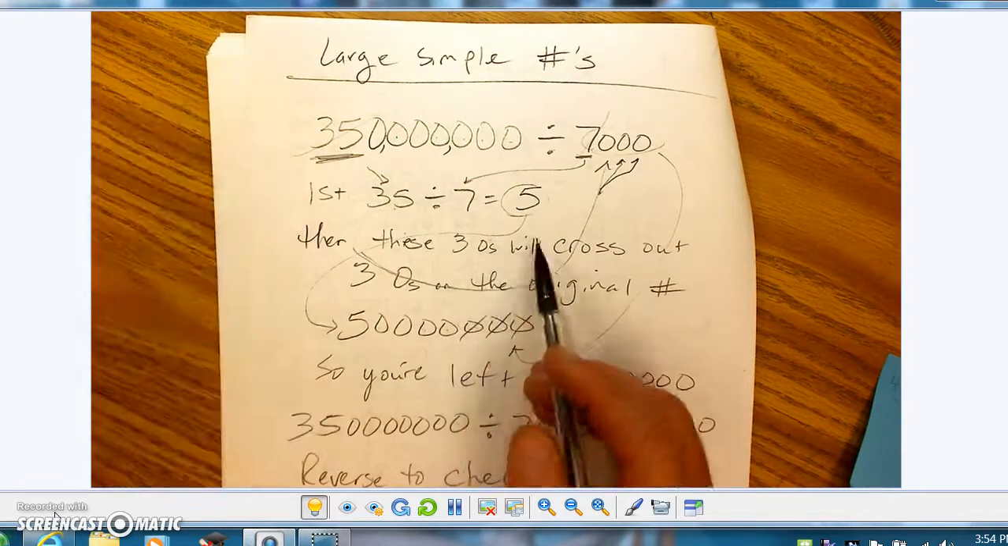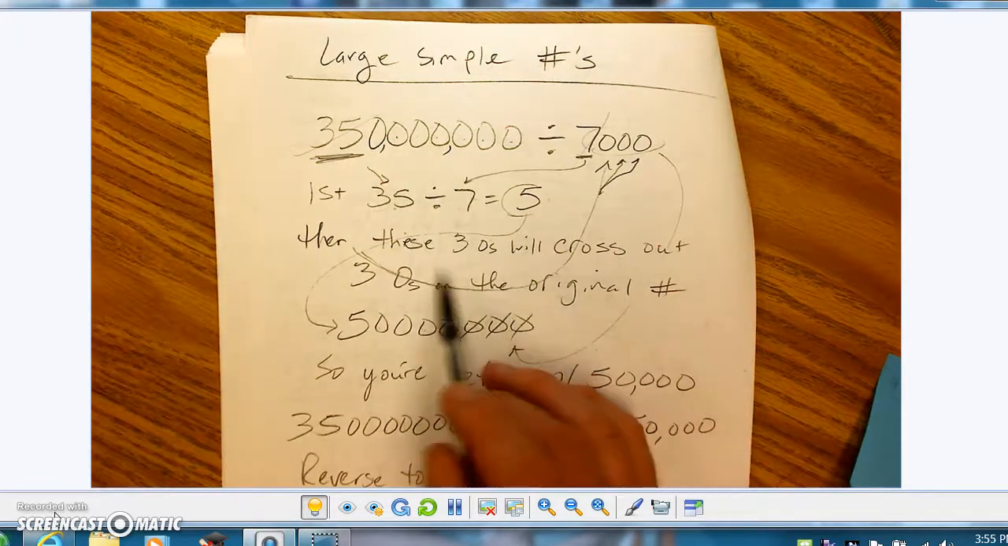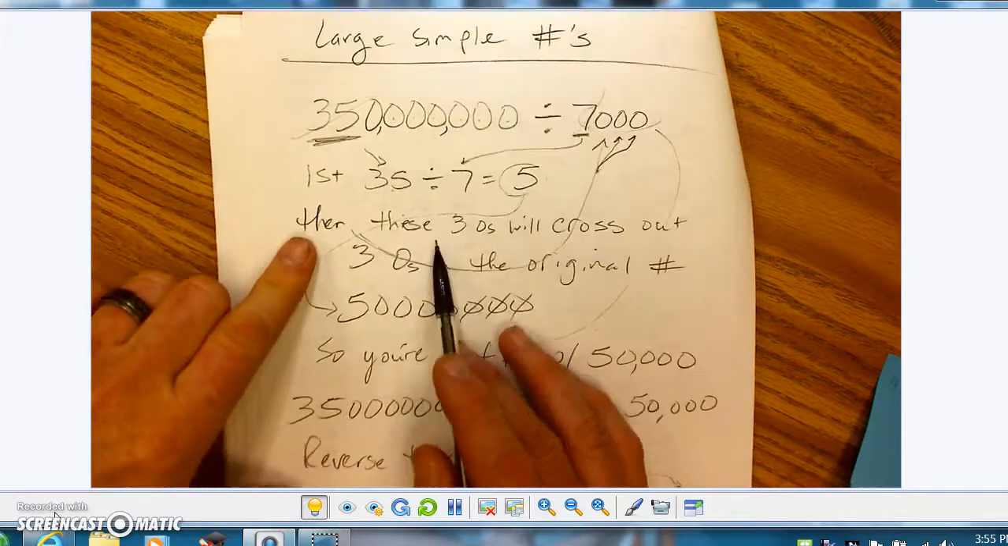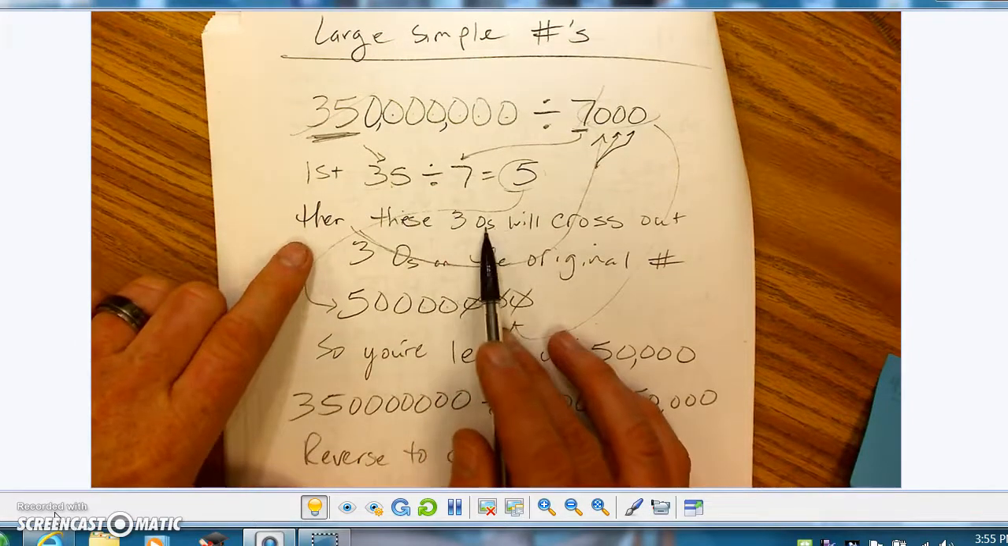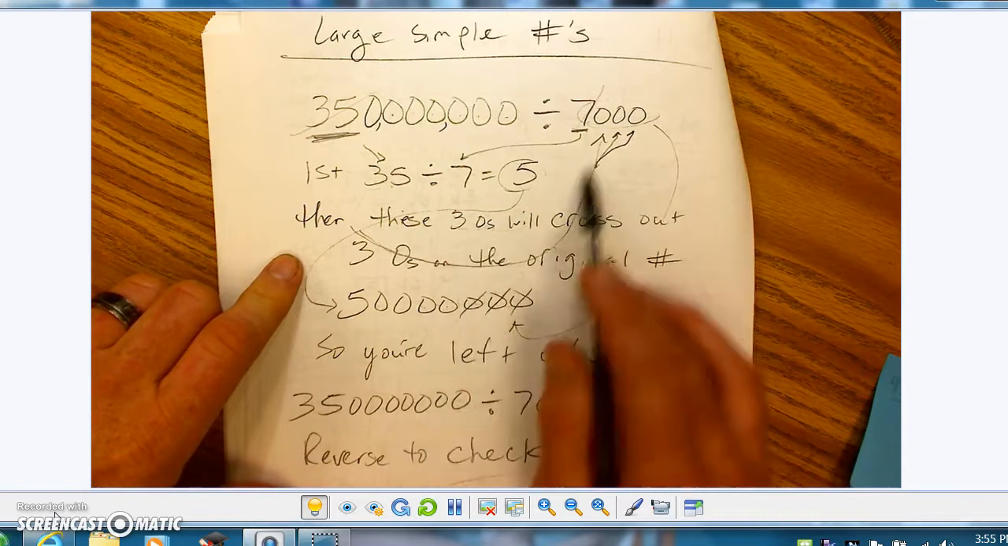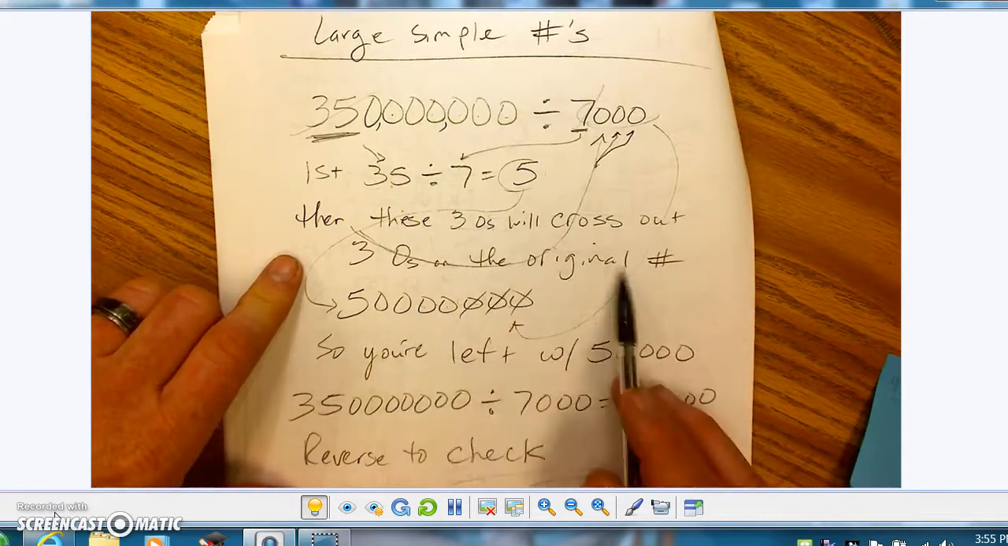So now we got all these little zeros that we got to kind of figure out. So then these, I said that these 3 zeros will cross out 3 zeros on the original.